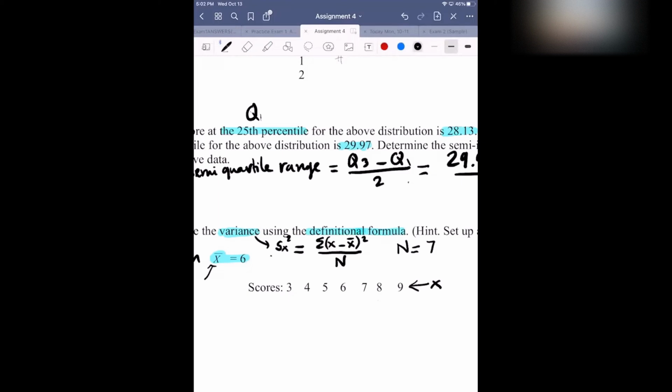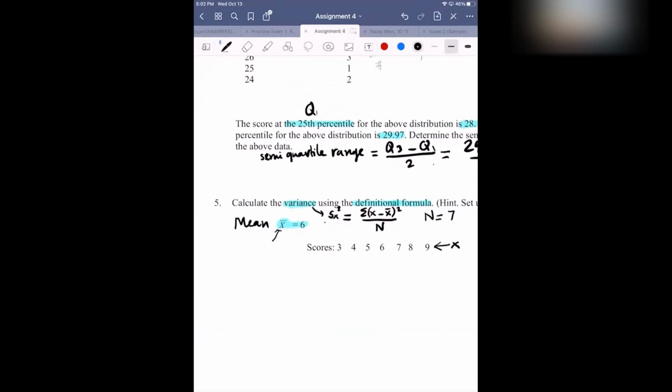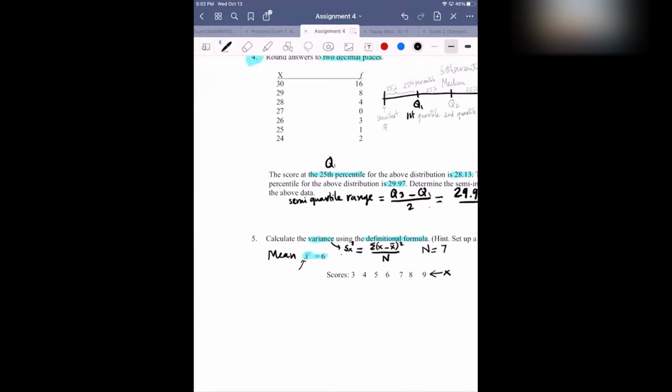And now you have to calculate each difference of x minus x bar first. Then after that, you have to square each of those differences, and then you add them together. So it would be easier if you set up a table. So let's set up the table here. First, you want to list all the x values that you are given.